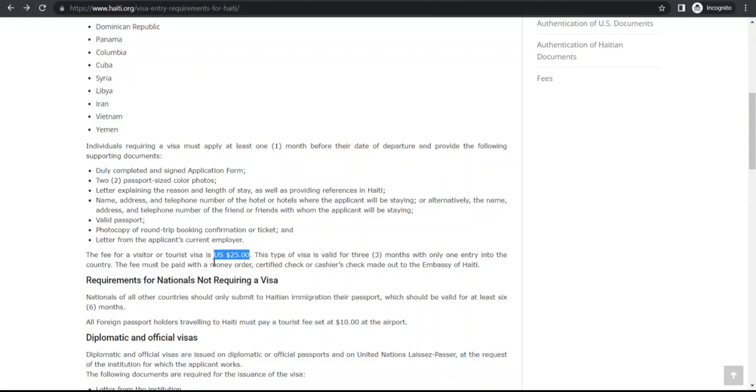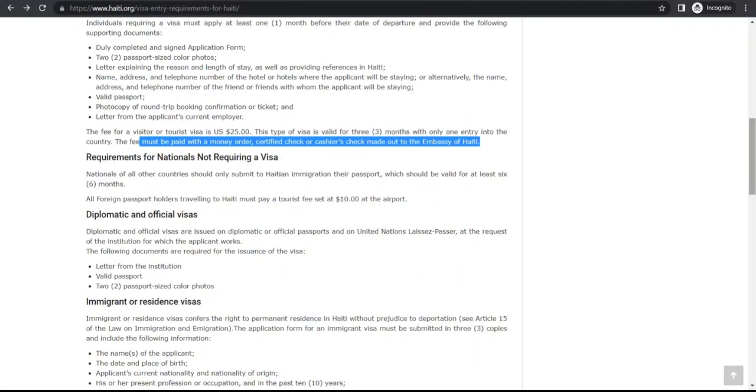And the fee is US dollars 25, okay, and it's gonna be valid for 3 months with only one entry, and the fee must be paid with a money order, certified check, or cashier's check made out to the Embassy of Haiti. So that's what I'm saying, where you are applying is very important, because here they have not given any online process, but you can check at your location in case you need a visa.